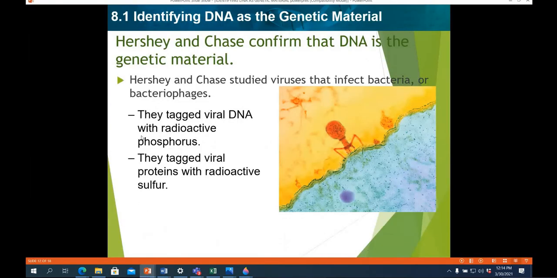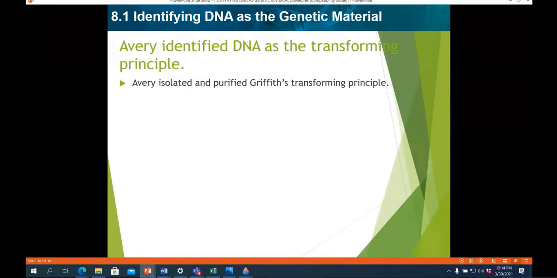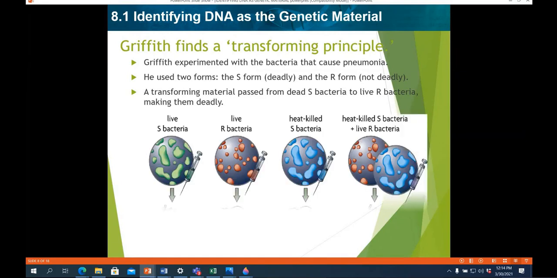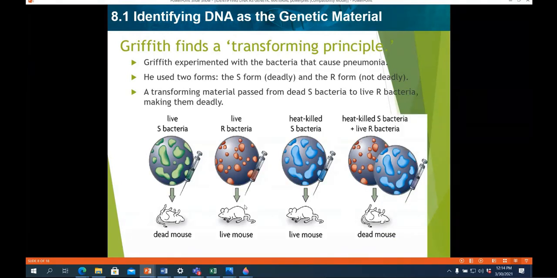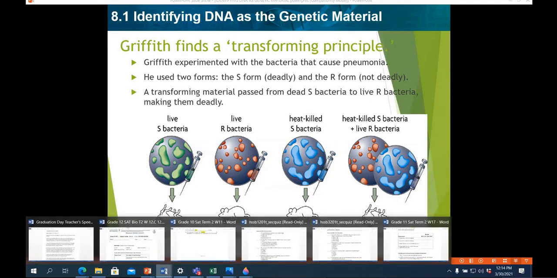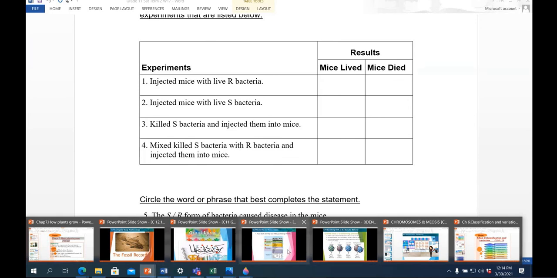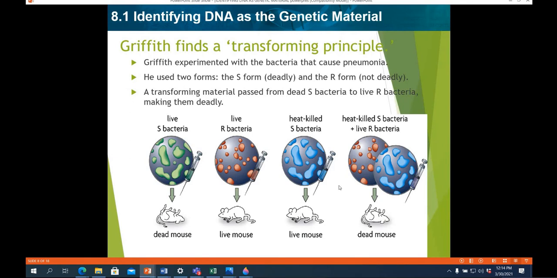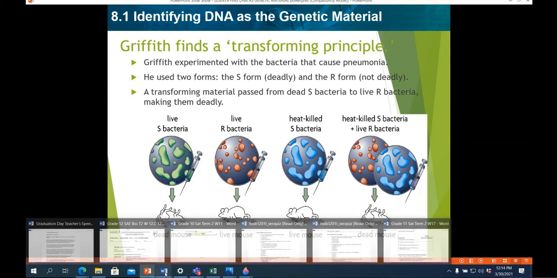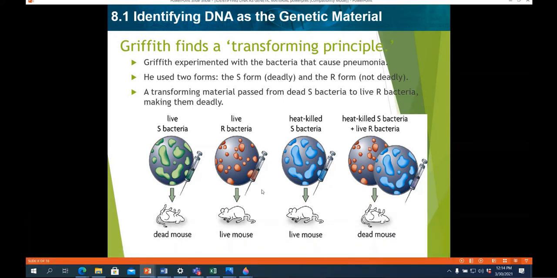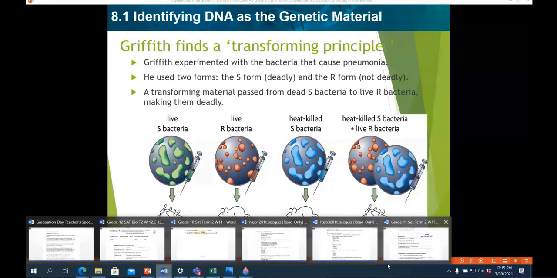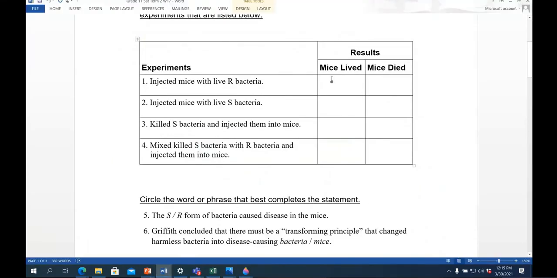We are talking about live R bacteria now. Injected mice with live R bacteria. So what happened? You can look at the slide and tell me the answer. Did they live or did they die? They lived. Yes, it's written clearly over here. When they were injected with live R bacteria, the mice lived. So I will put a tick over here.